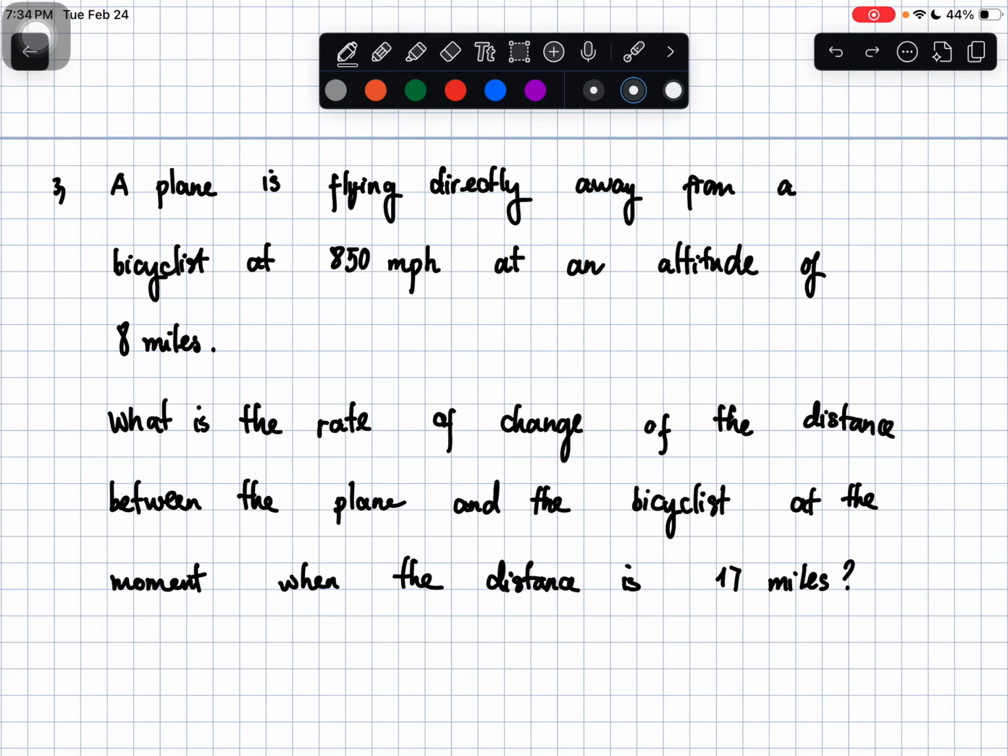A plane is flying directly away from a bicyclist at 850 miles per hour at an altitude of 8 miles. So here's a plane. This is the speed of the plane, and this is how far it is from the ground. What is the rate of change of the distance between the plane and the bicyclist at the moment when the distance is 17 miles?